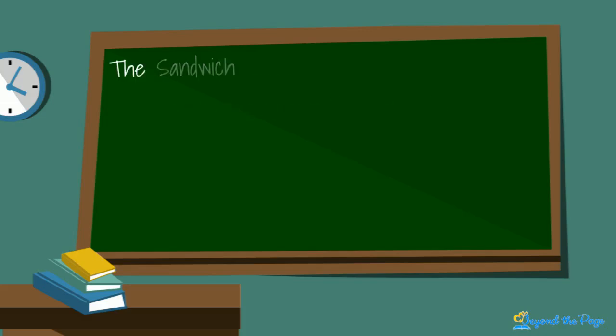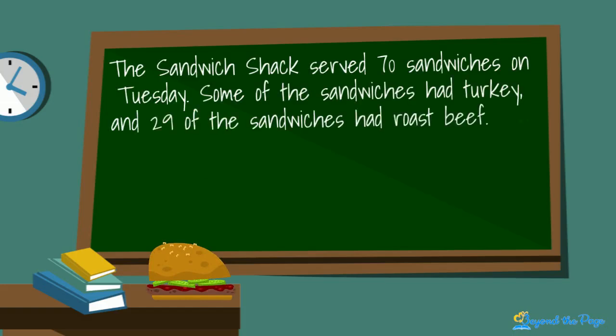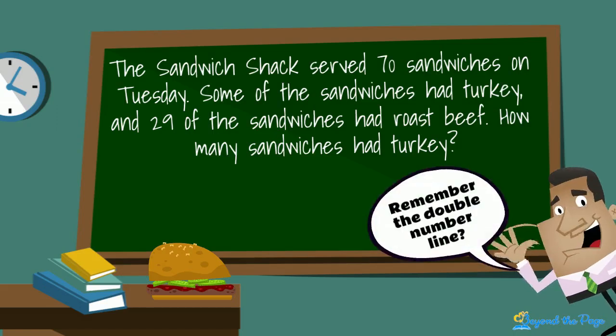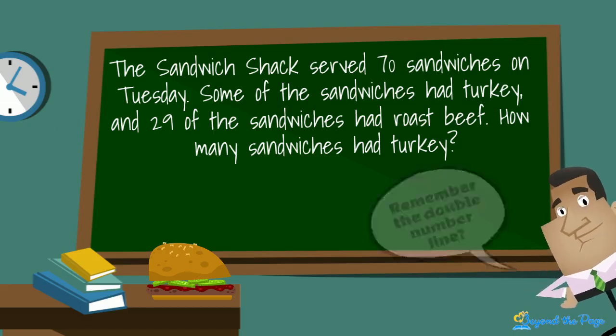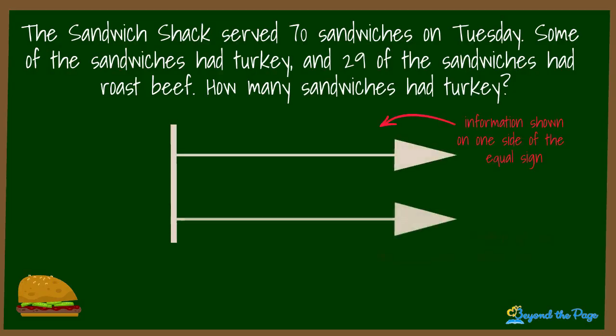The Sandwich Shack served 70 sandwiches on Tuesday. Some of the sandwiches had turkey, and 29 of the sandwiches had roast beef. How many sandwiches had turkey? Do you remember the double number line diagrams you used when studying ratios? That same diagram can be used for equations. The top line is used to represent the information shown on one side of the equal sign, and the bottom line illustrates the information on the other side.